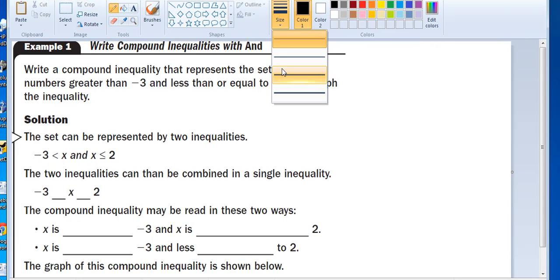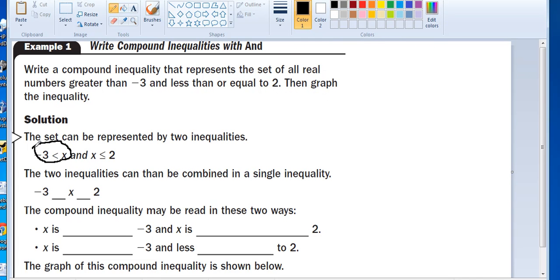You might see right here, x is greater than -3 and x is less than or equal to 2. Now think of some numbers that might work there. For example, 0. 0 is greater than -3, and it's also less than or equal to 2. Another number that might work is 1.